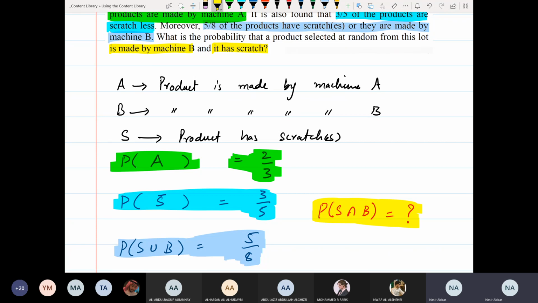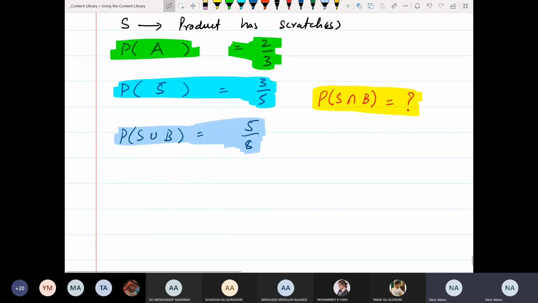So I will start with Abdulaziz. Yes, I have an answer. Yes, go ahead with your answer. I believe you can use the formula of the union. Yes, we can. The probability of S plus the probability of B minus the probability of the intersection. Then we move it to the other side, and then we subtract, and we get the final answer. Exactly what Abdulaziz is saying. We can use this formula.